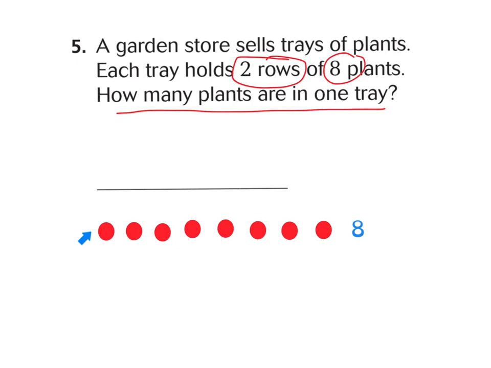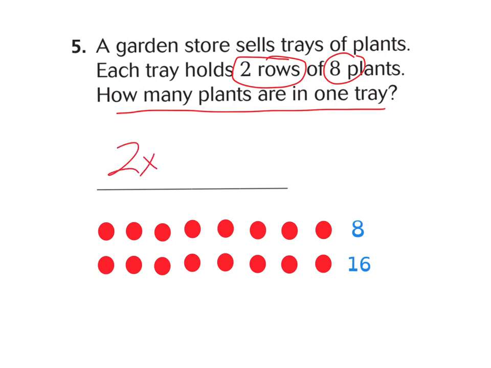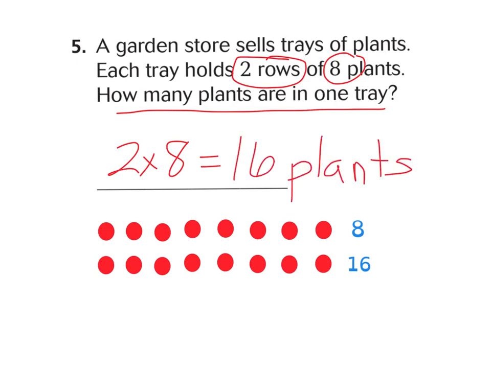Here I have 1 row of 8, and when I add another row of 8, that equals 16. So 2 rows of 8, or 2 times 8, equals 16 plants in one tray.